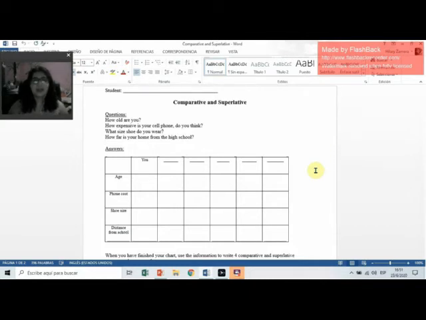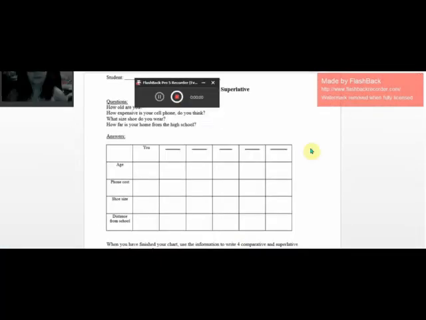So in the upward part, you are going to write their name and then you are going to fill the chart using the answers. So I'm going to give you some minutes. Okay, so now you are going to write here in this part 4 sentences. You can write two comparative and two superlative. So please start writing it.